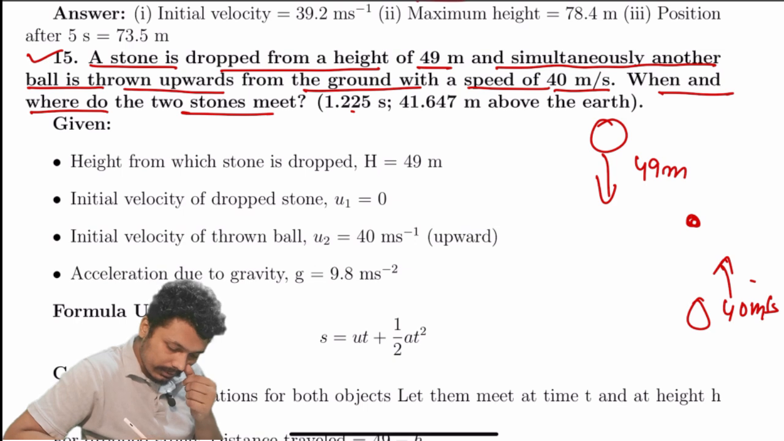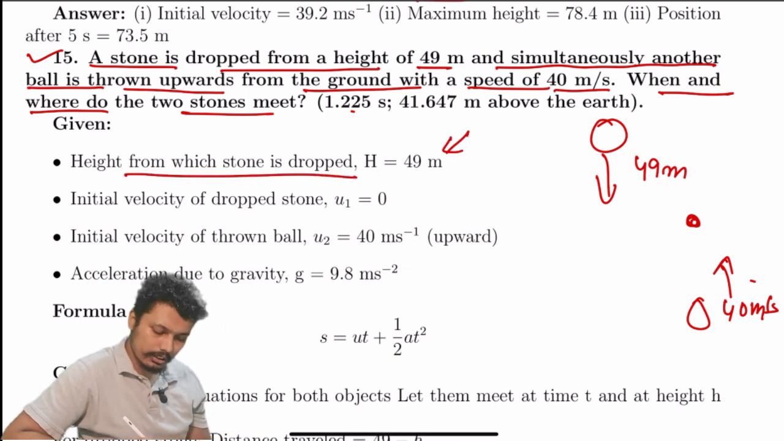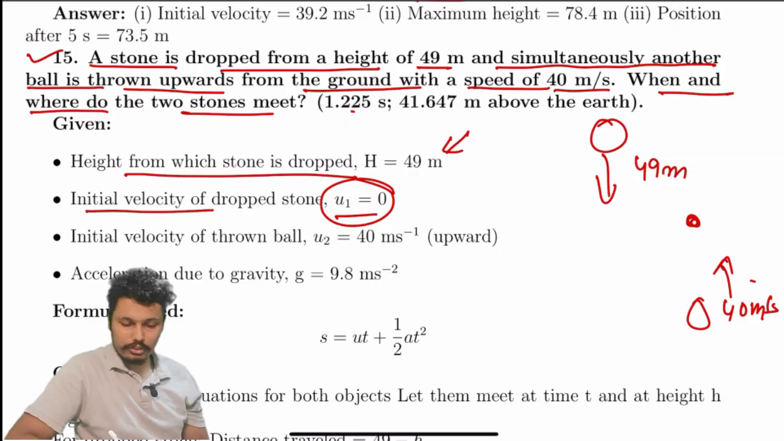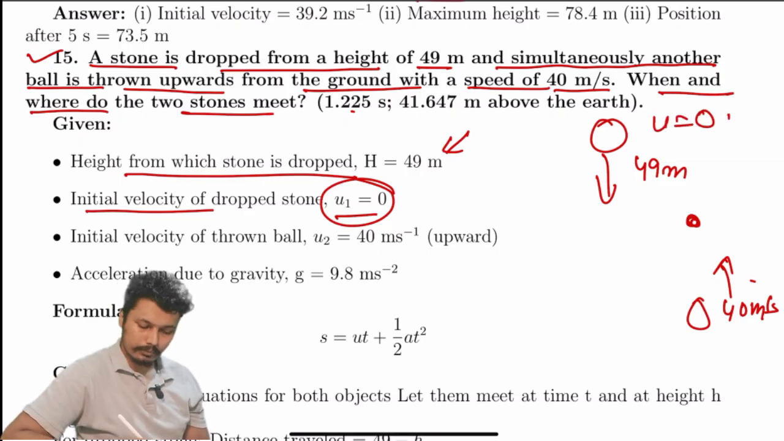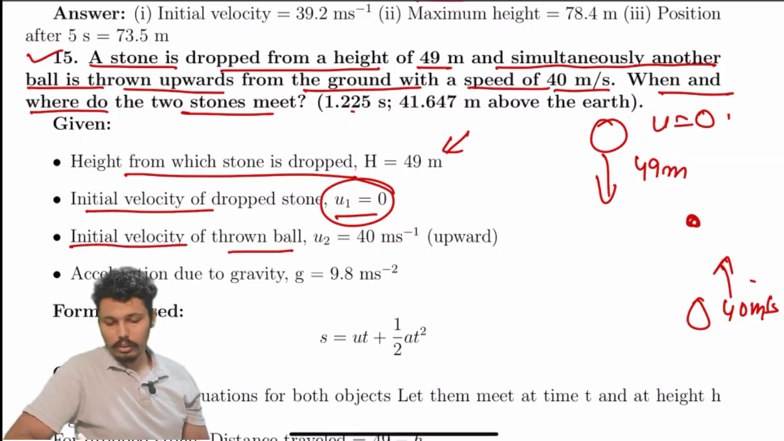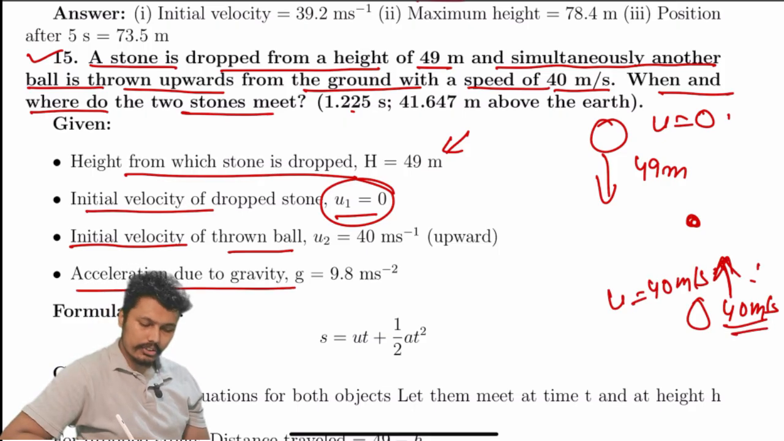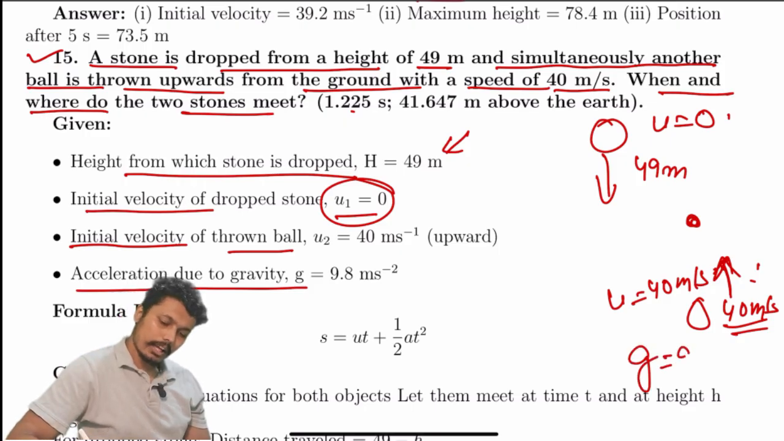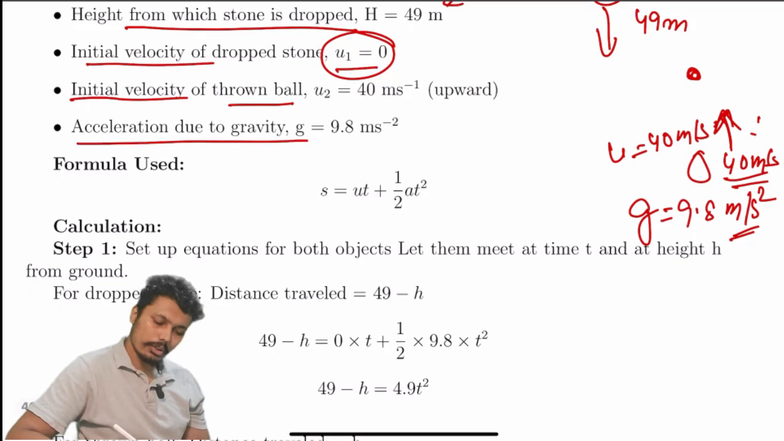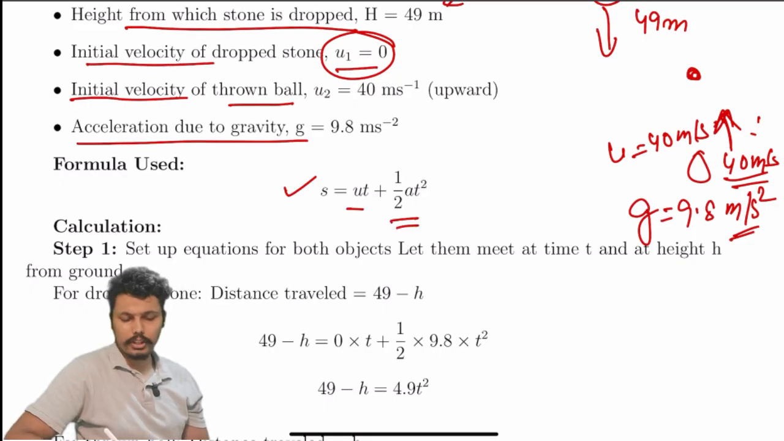Okay, height is 49 meters. Initial velocity of the dropped stone is u equal to 0. Initial velocity of the ball that you are throwing up is 40 meters per second. Acceleration due to gravity is 9.8 meters per second square. The formula used is s is equal to ut plus half at square. Let me use this formula.